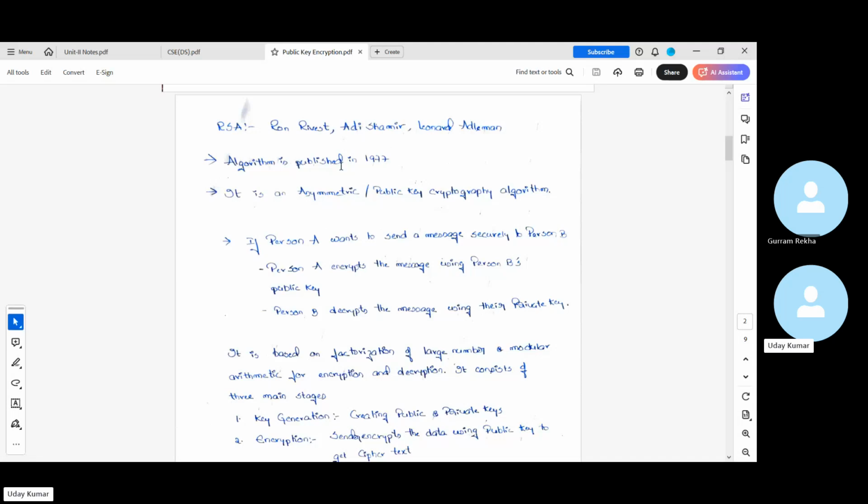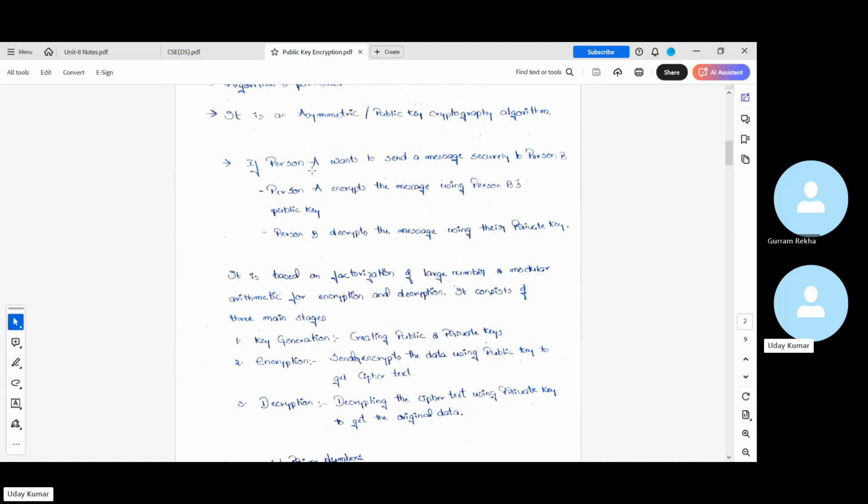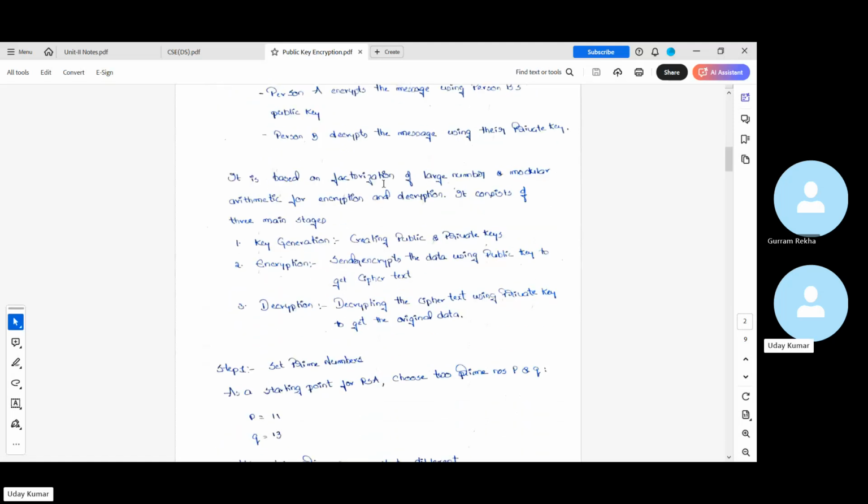The algorithm was proposed and published in 1977. It is an asymmetric public key cryptographic algorithm. If person A wants to send a message to person B, person A encrypts the message using person B's public key and person B decrypts the message using their private key. It is based on the factorization of large numbers and modular arithmetic for encryption and decryption.